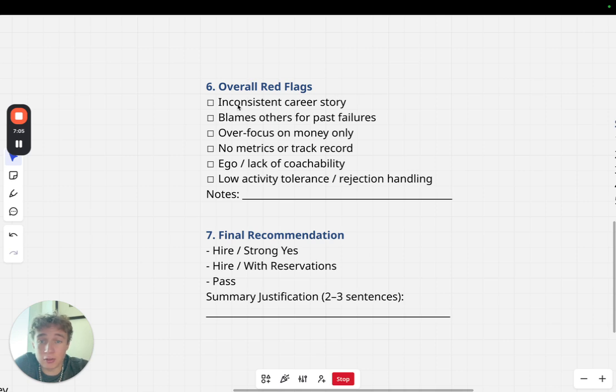So inconsistent career story, they blame others consistently, they over-focus on money only, no metrics, no track record. You know what's weird? I naturally have met people who were only focused on money, and there wasn't actually anything wrong with it. But then again, over time, their work ethic would actually drop. Once they would hit their money goals, because they didn't have a clear why, everything would go down. So that's also why it's so dangerous to have someone who's only money focused.